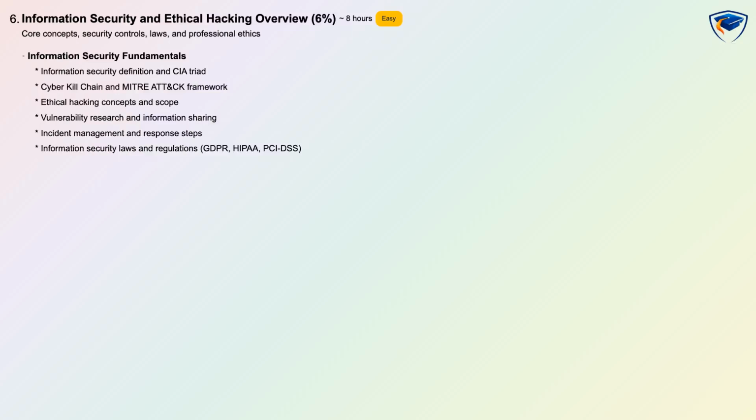Candidates will learn the CIA triad, cyber kill chain and MITRE ATT&CK framework, the scope and rules of ethical hacking, incident management steps, and relevant regulations such as GDPR, HIPAA, and PCI-DSS. This domain establishes the legal and ethical foundation for all hands-on testing.